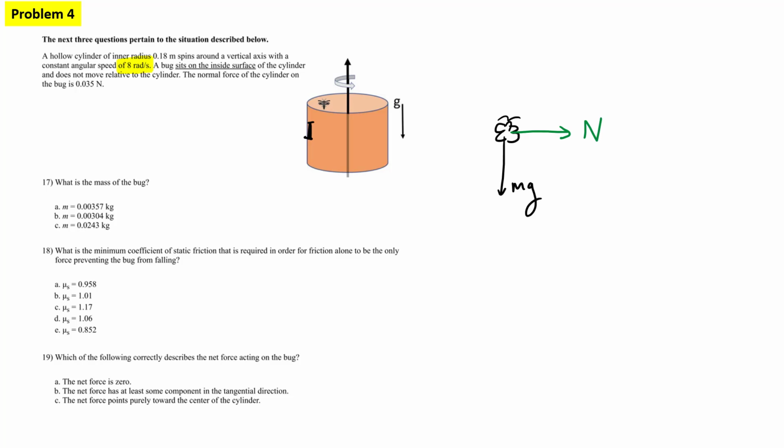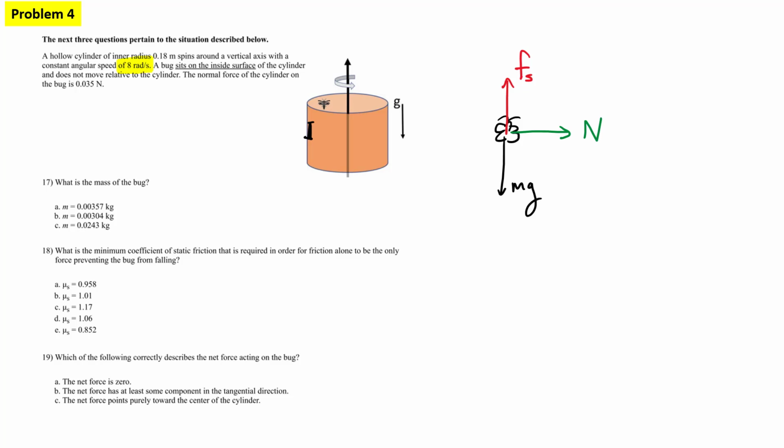The normal force acts toward the center of the circle. And now there must be another force acting on it because it is not moving relative to the circle. It's not sliding down. So that force is a force of static friction. Let me fix that S over there. This is what your free body diagram should look like.